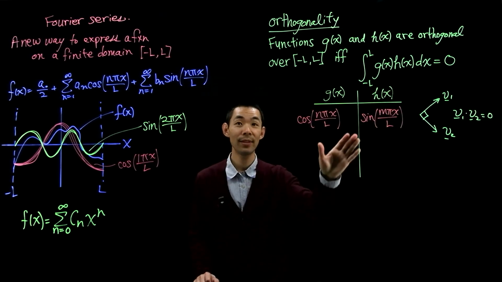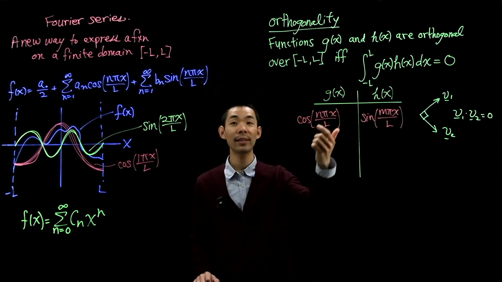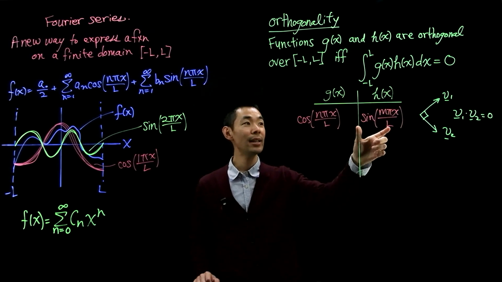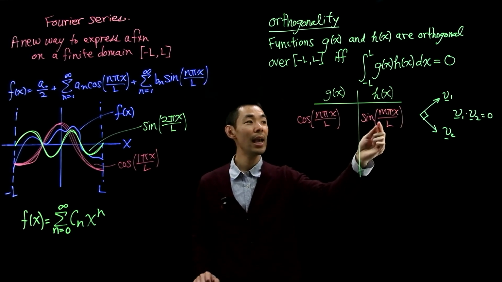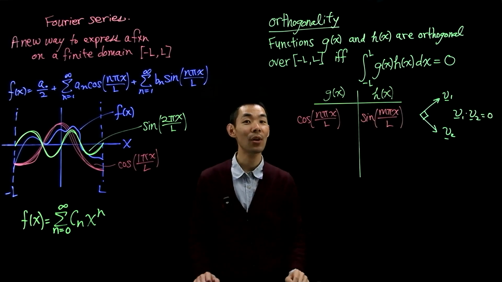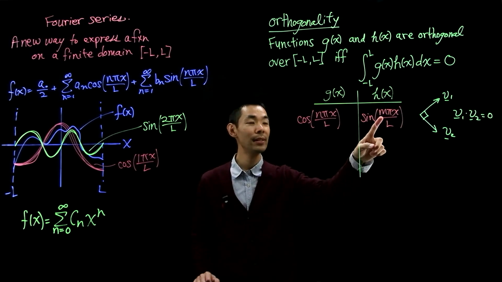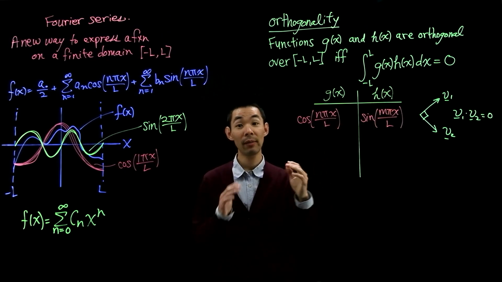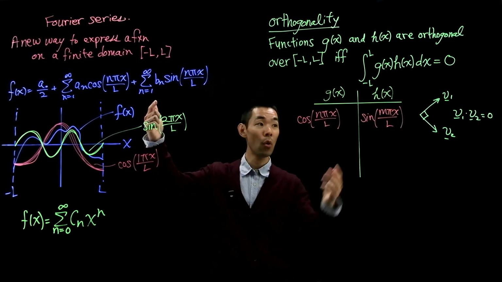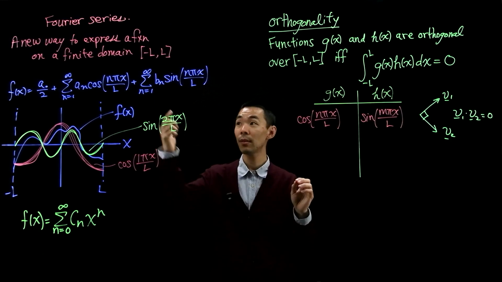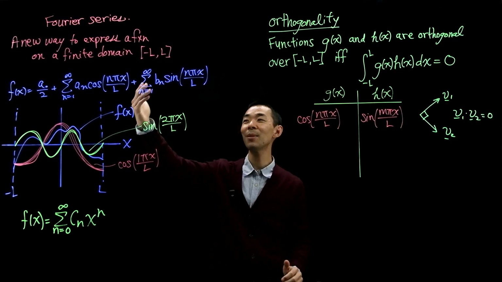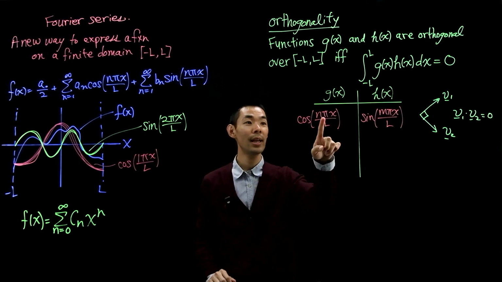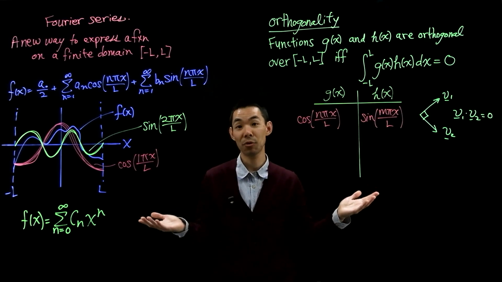Let's suppose you have these two functions. g of x is equal to cosine n pi x over L, and h of x is sine m pi x over L. So m is a different index, or it can be the same as n. And remember, n or m are integers. They're integer values because you're summing from n of 1 all the way to infinity. So they're both integer values, and m and n can be any integer.